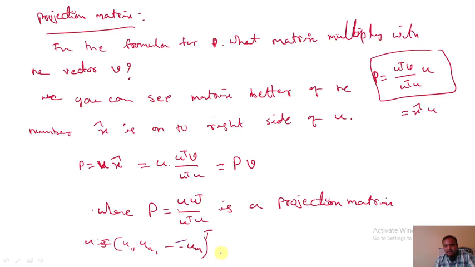We get it by multiplying column into row. That means u transpose, which is equal to u1 u2 um. This is a row. When you are multiplying a column and a row, this is an m by 1 column and a 1 by m row. We are getting an m by m projection matrix.